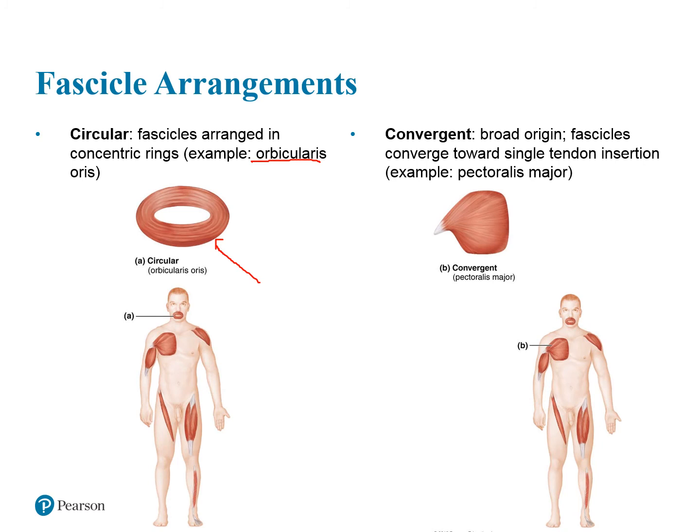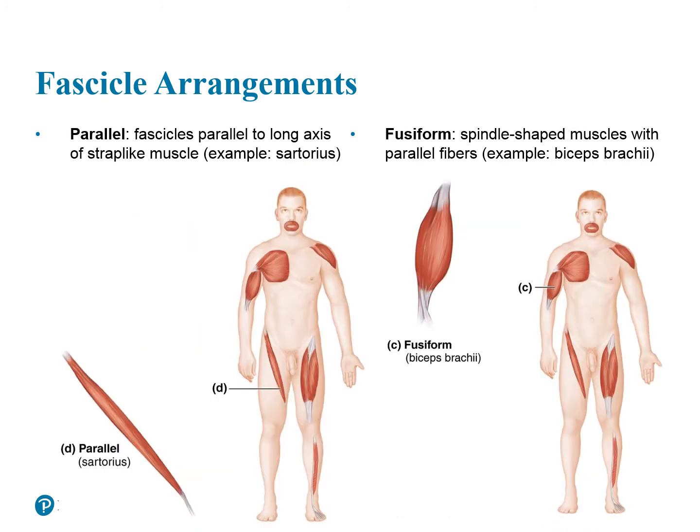Some muscles will have fascicles that are convergent, so we'll have a broad origin like you see here for the pectoralis major, but then it all converges on a single tendon, which is part of the insertion. Some muscles have fascicles that are arranged in a parallel fashion, and this gives us a strap-like muscle. The one that you need to know is the sartorius. It looks like this, located here, it goes across the thigh. So it has parallel fascicles.